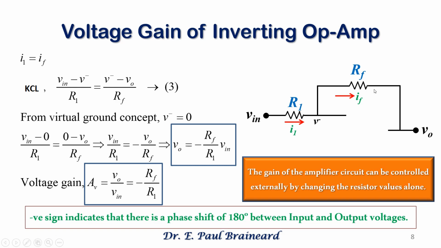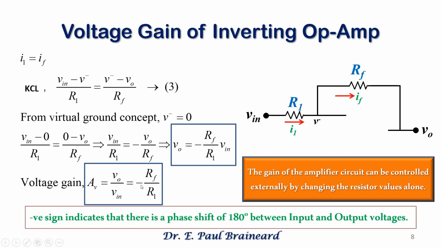Also, from the virtual ground concept, substituting V minus equal to 0 in equation 3, we get the expression for the output voltage, which looks like this. Solving this expression, the voltage gain AV, which is the ratio of output voltage to the input voltage, is given by minus RF by R1. The negative sign indicates that there is a phase shift of 180 degrees between input and output.